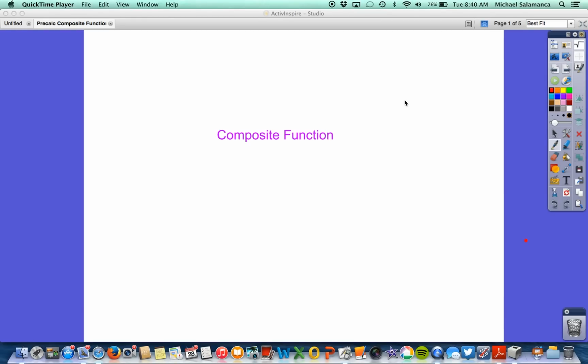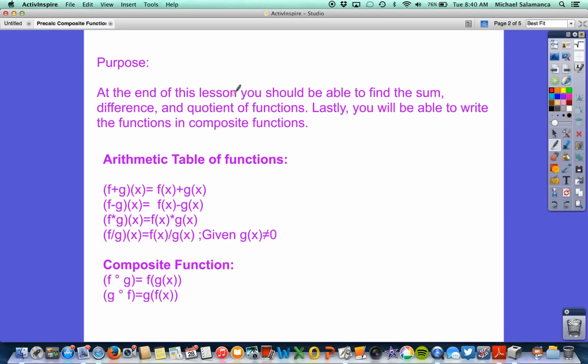Hello students, in this video we're going to work on composite functions. At the end of this lesson, you should be able to find the sum, difference, quotient of these functions. Lastly, you'll be able to write these functions as a composite function.